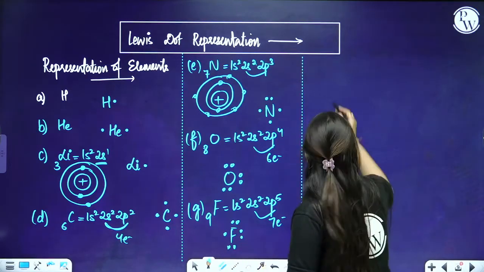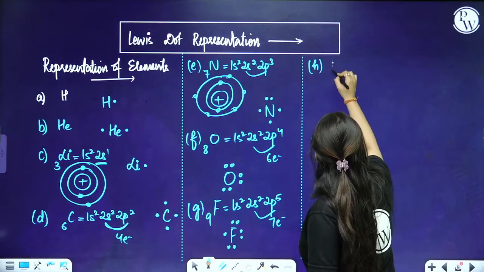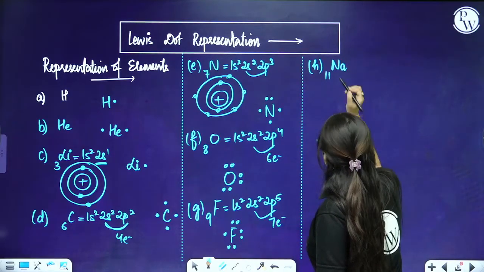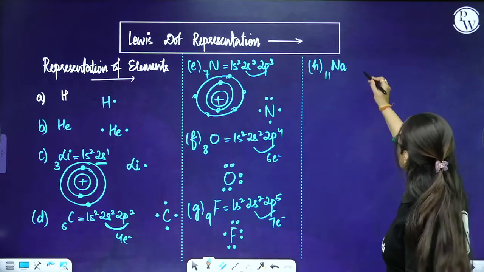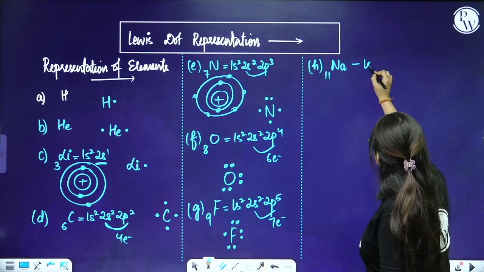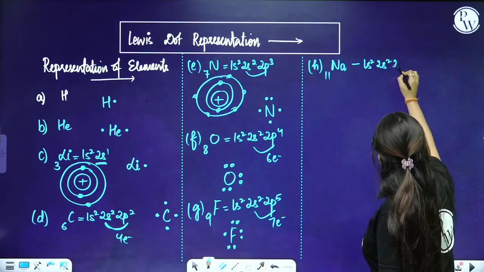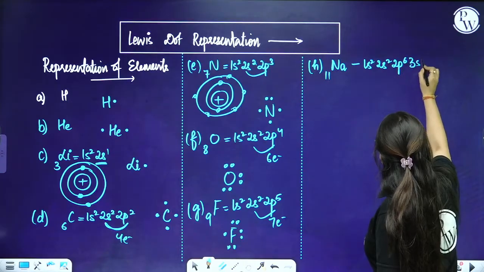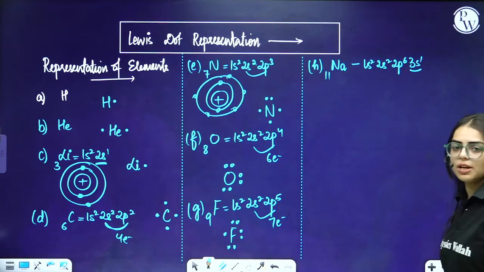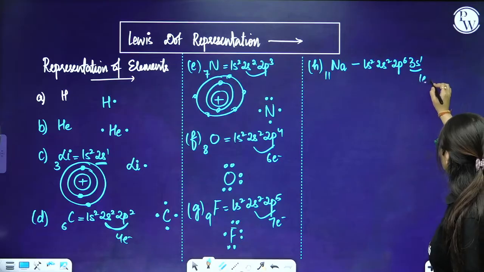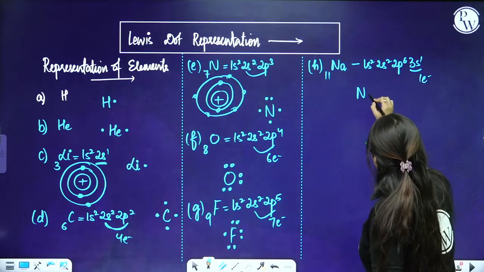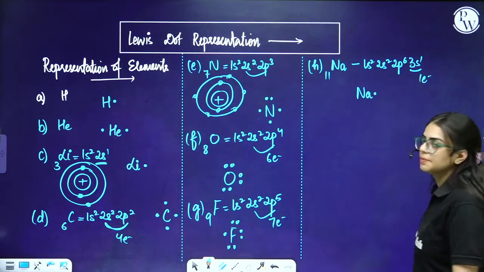Let us take the case of sodium. Sodium has atomic number 11, students. So how are you going to represent it? It is 1s2, 2s2, 2p6, 3s1. Third shell is the outermost shell. How many valence electrons? 1 valence electron. So sodium will be represented like this.